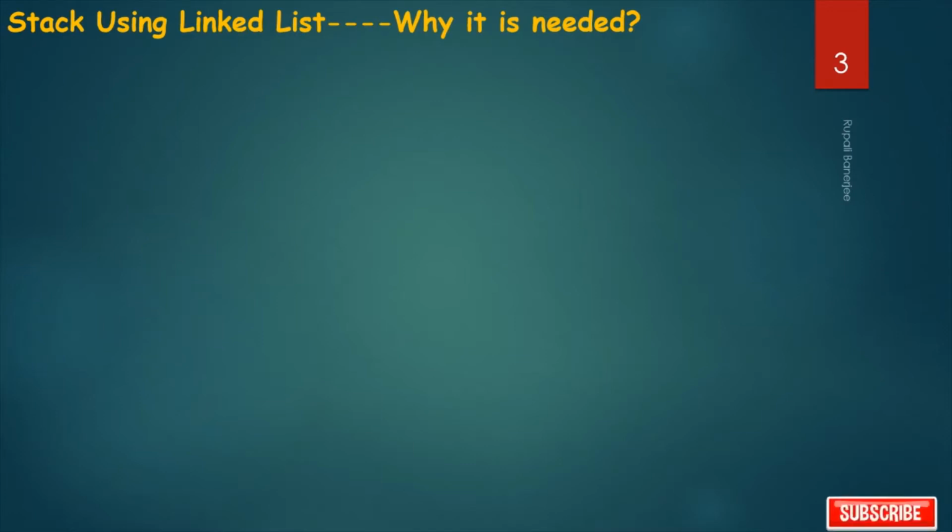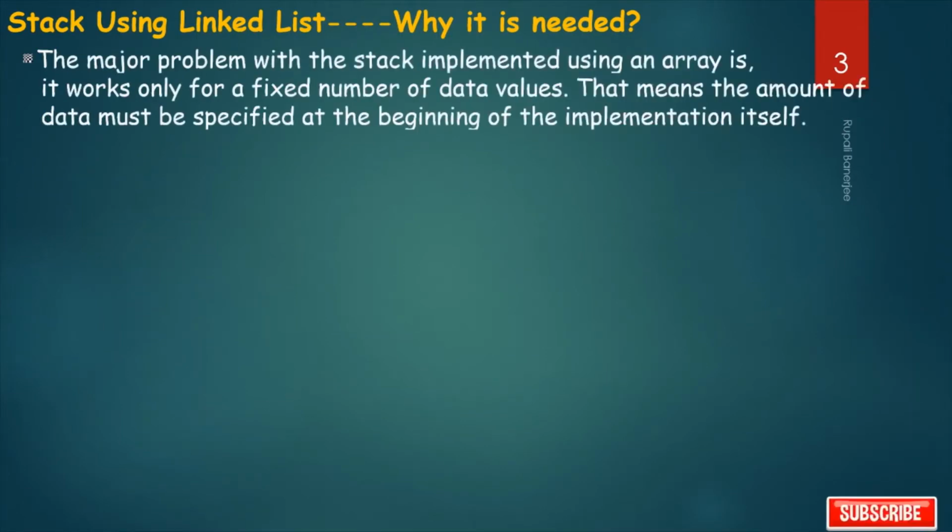So why is it needed? The major problem with the stack implemented using an array is it works only for a fixed number of data values. That means the amount of data must be specified at the beginning of the implementation itself. In case of array, memory is allocated as soon as the array is declared, at compile time. So it works only for a fixed number of data values. It is also known as static memory allocation. But in case of linked list, memory is allocated at runtime as and when a new node is added. It is also known as dynamic memory allocation.